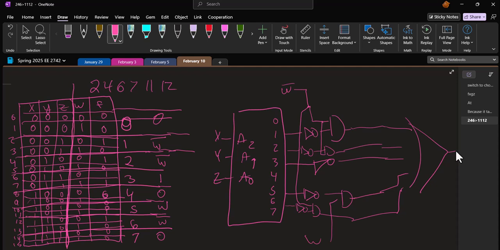So the only reason I put the not in is because our particular gate is active low. If it was not active low, then what I would do is I would just AND the output with, say, not W for 1, and not W for 2, and W for 5 and not W for 6. And then you would OR all those together.